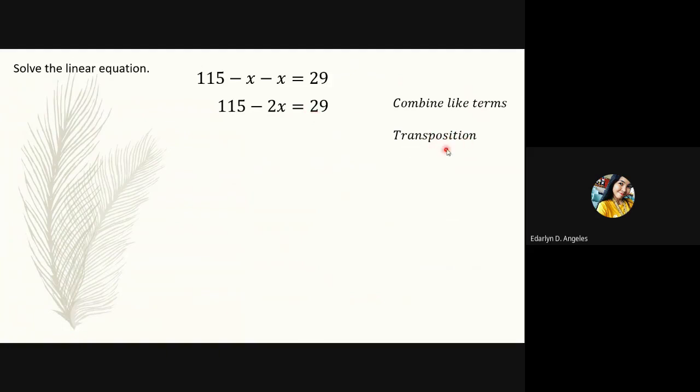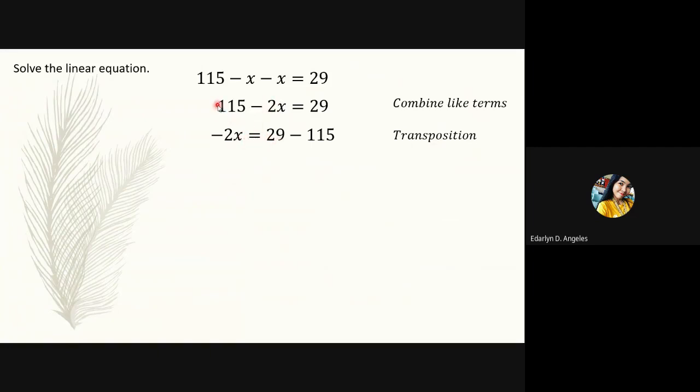Next, by the use of transposition, we know what transposition means, right? When we transfer the other value to the other side, we need to change its sign to its opposite. Since our goal here is to isolate the variable, we need to transpose the constant, which is 115, to the right side. So that would be negative 2x, just copy this one, equals 29.